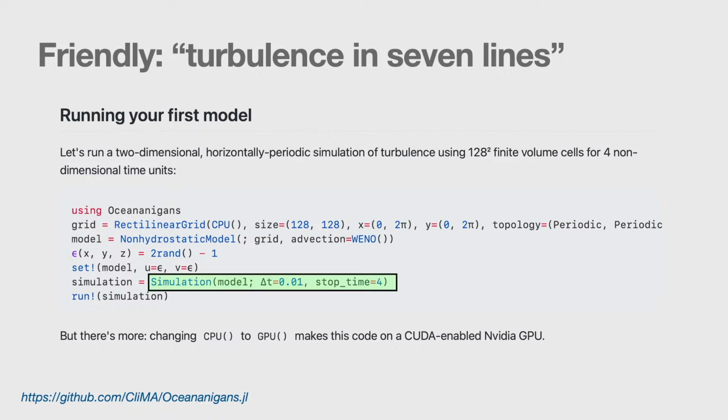So Oceananigans builds a simulation object on top of a model. In this case, this model is a non-hydrostatic model, which means that we're solving the incompressible Navier-Stokes equations. Because in our language, a model refers to the set of equations that you're solving. So in Oceananigans, we have the non-hydrostatic model that solves the incompressible Navier-Stokes equations, the hydrostatic free surface model that solves the primitive equations with a free surface, and the shallow water model. And all these are abstract models.